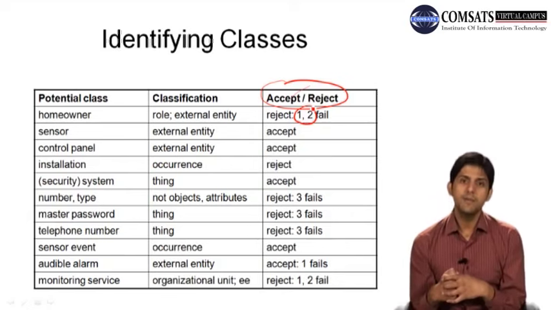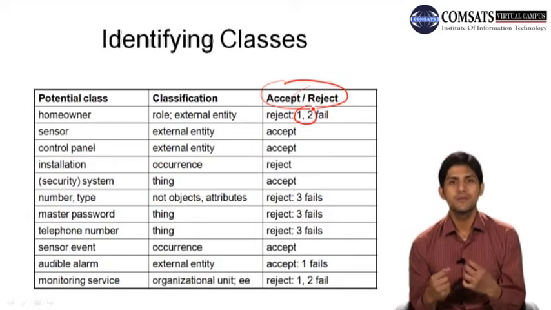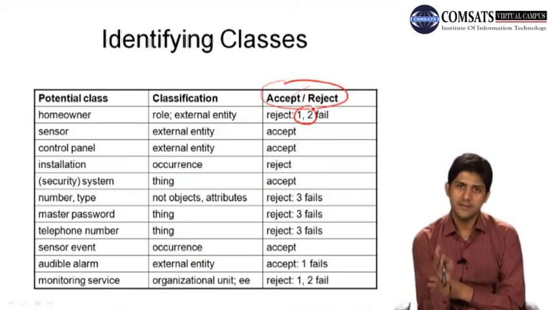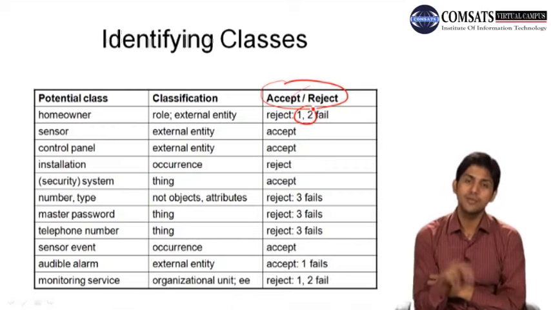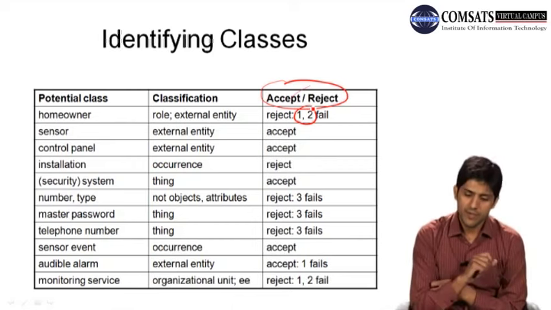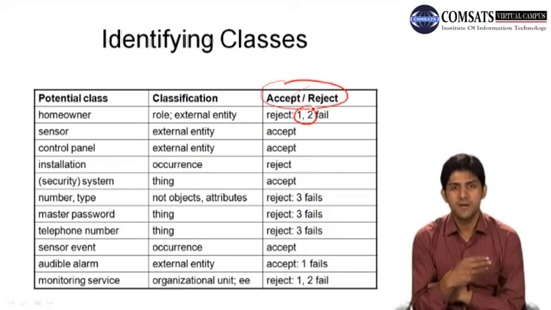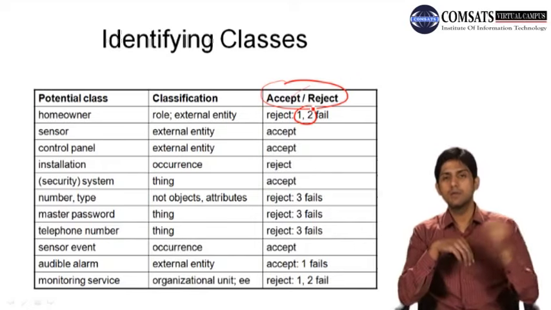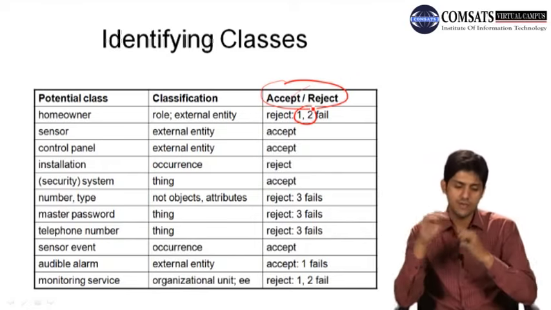Then number and type, these are not multiple attributes, this is just one attribute. For example, number is just one thing, type is just one thing. So this is an attribute, and it is rejected on that third criterion, which was multiple attributes, so we reject that. Similarly, we reject master password and we reject telephone number. Then sensor event, that is an occurrence, but we do accept it because it satisfies all those.